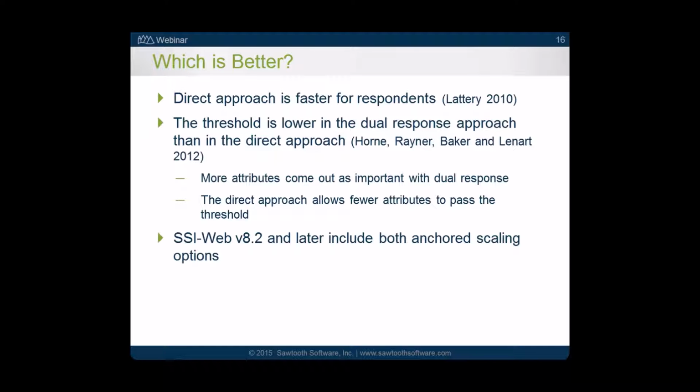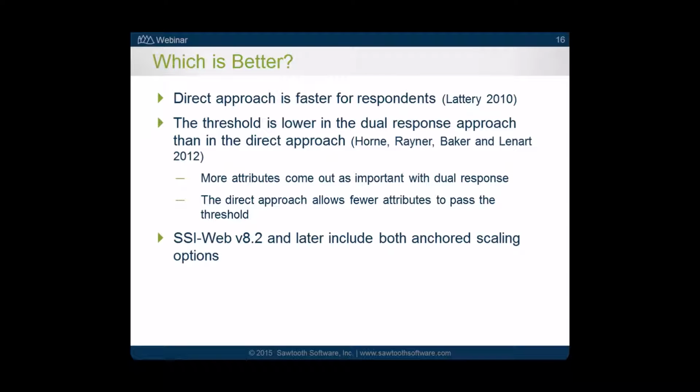So there's been some research on research about these 2 methods, as you'd imagine, to try to figure out which one is better and when. And it turns out that Lattery's direct approach is a little bit faster for respondents. And that's not a surprise. It's 1 question, it's a checklist, as opposed to being a dual response question that follows every one of the MaxDiff questions.